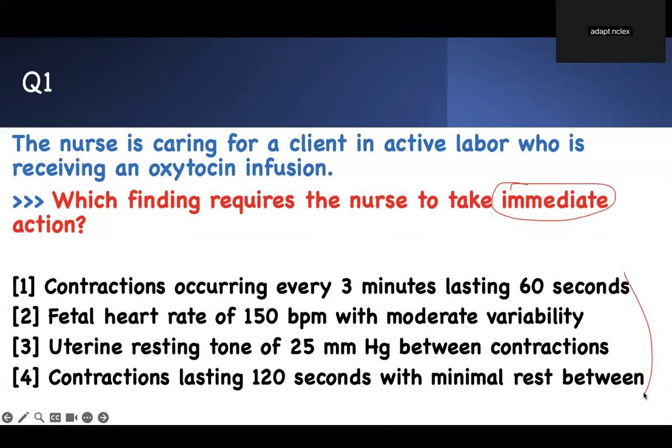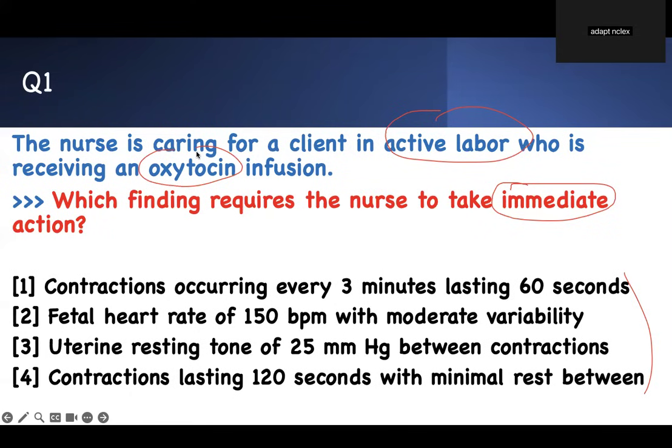The nurse is caring for a client in active labor. Keyword here, buzzword. Who is receiving what? Pitocin, oxytocin, infusion. Which of these pieces of information will make you intervene immediately? Step back. Don't pick an answer. Focus on the buzzword that I've underlined. And that buzzword is Pitocin.